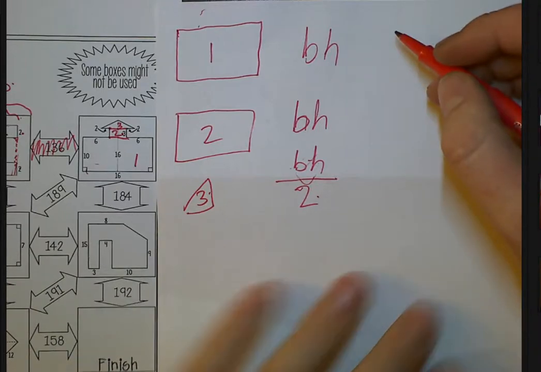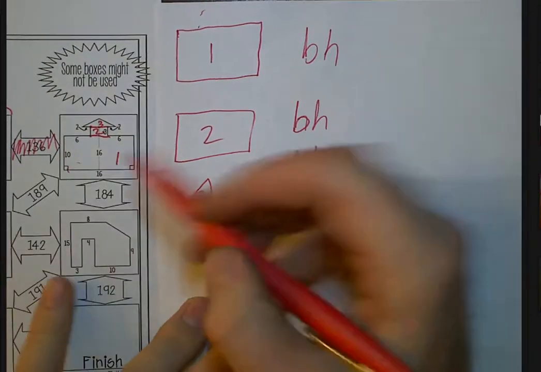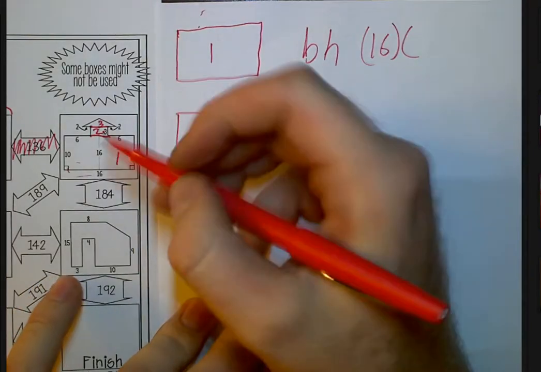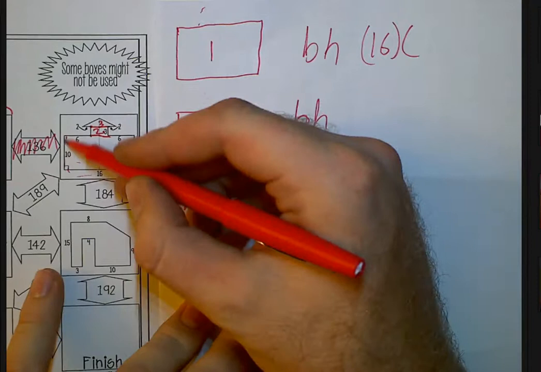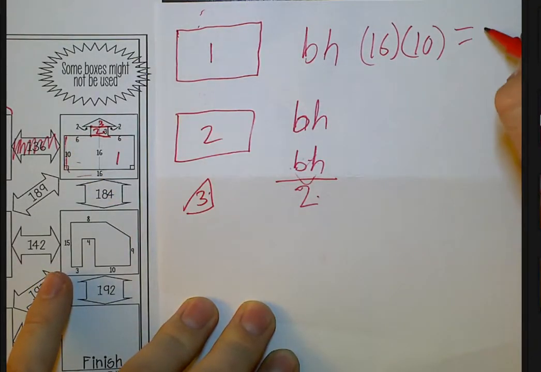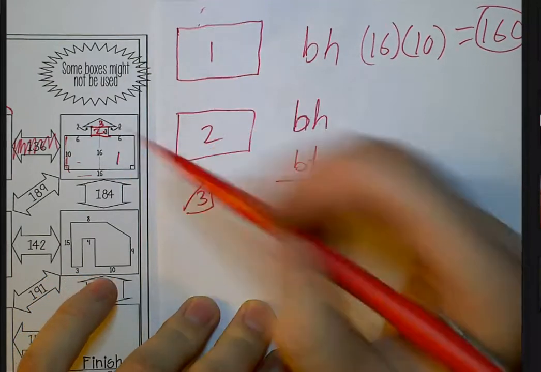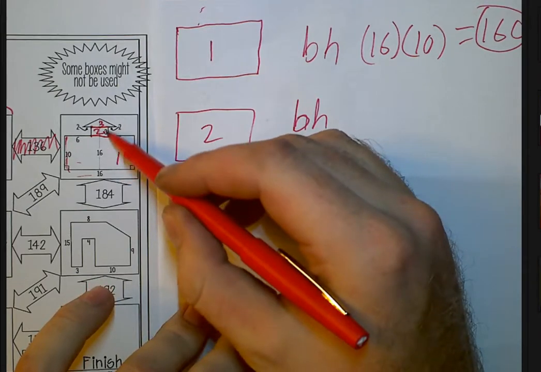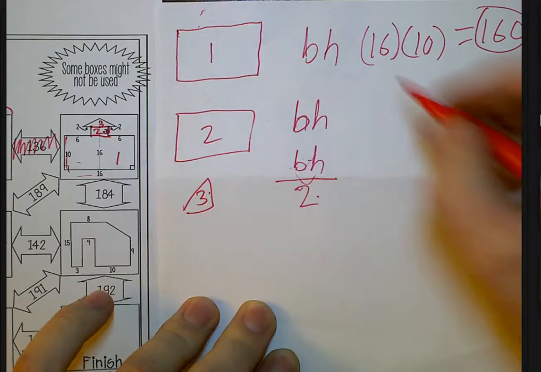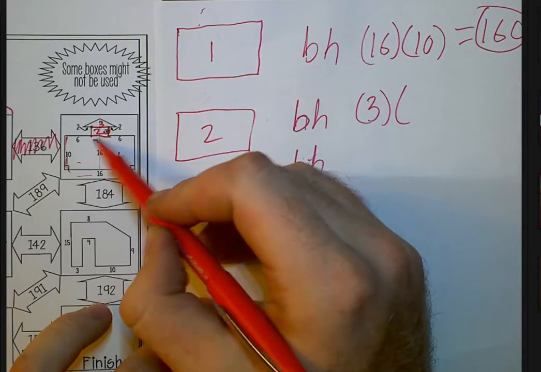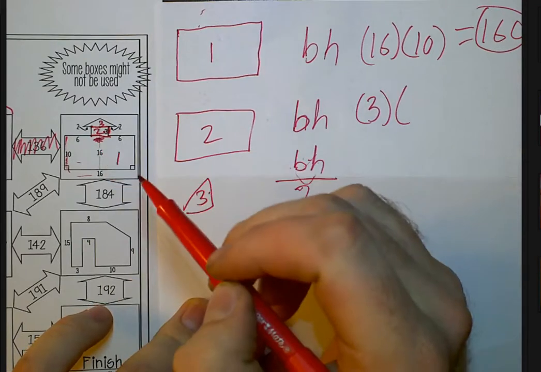Okay, so for that big rectangle, we have a base of 16 times a height of 10. So they give you the information for that one. That's pretty easy. 16 times 10 just equals 160. Okay, for this rectangle, it's going to be a little bit more difficult. They give us the height right here, that little 3 right there, that's our height, and then times the base. They don't give us this information right here. We have to figure it out.